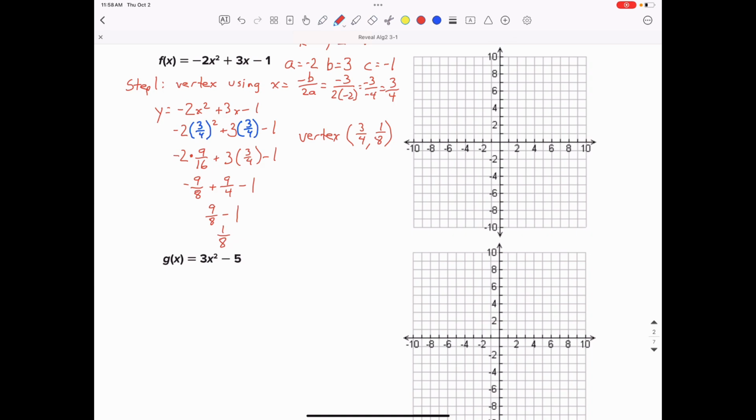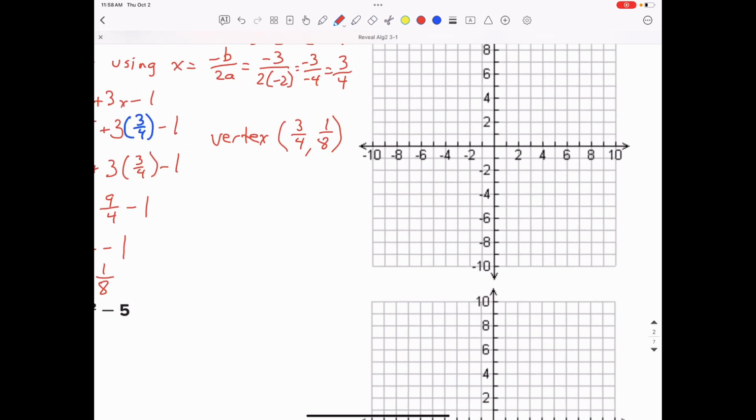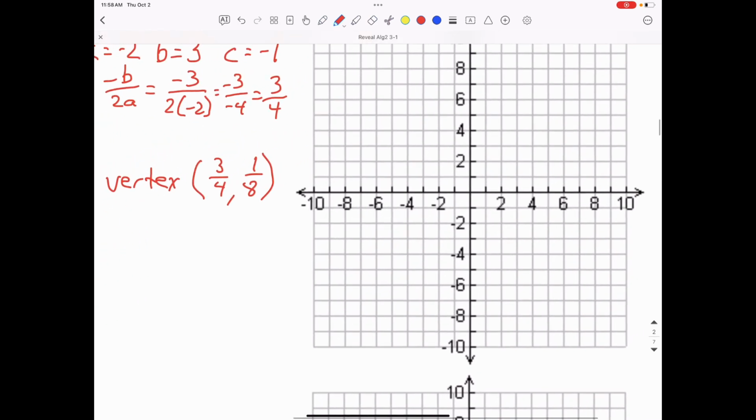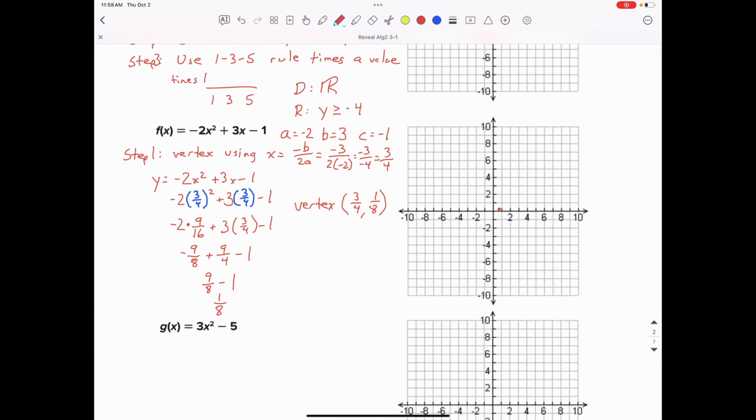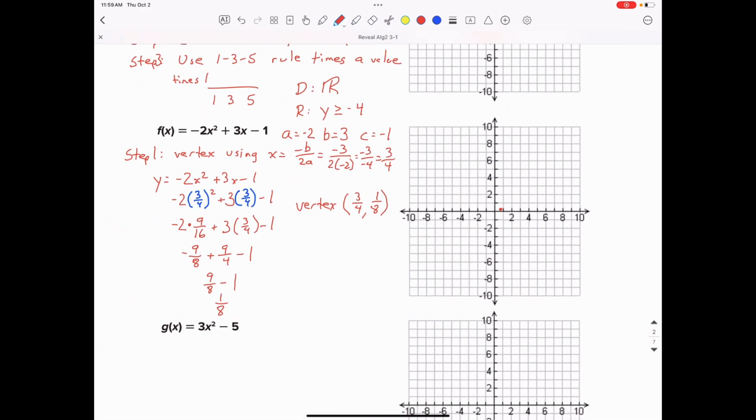So the vertex is going to go over 3/4 of a block. I'll blow it up for you. We're going to go over 3/4 of a block to the right and up 1/8. So that is just going to be barely right there above the x-axis. So 3/4 of the way over to 1, and then up 1/8 of a unit. So all of that was step 1. Almost ran out of room there.